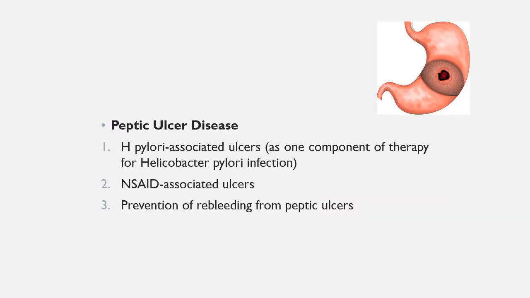The next clinical indication is peptic ulcer disease. Proton pump inhibitors provide rapid symptomatic relief and also heal the ulcers very fast, either it is due to H. pylori or NSAID, and they're also used to prevent rebleeding from the peptic ulcers. In case of NSAID associated ulcers, first of all, we have to stop the NSAID, but if we can't stop NSAIDs and we have to give them to the patient, then we should opt for the selective COX-2 inhibitors. And proton pump inhibitors are really a very good choice to treat NSAID associated ulcers.